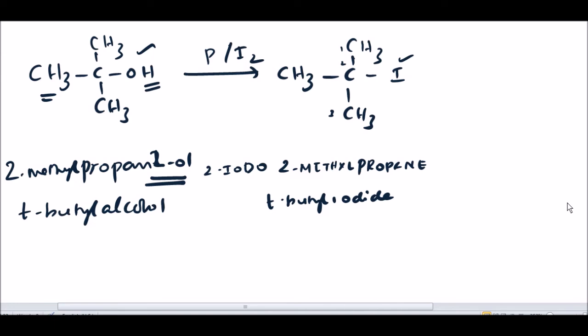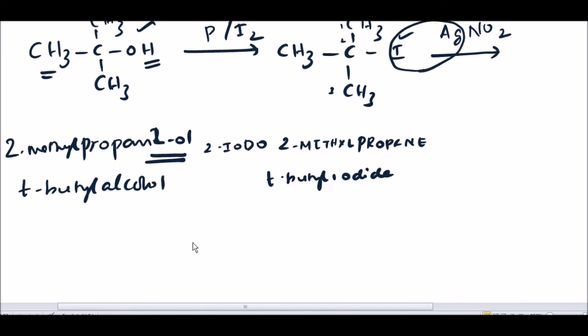After getting this compound, 2-iodo, 2-methyl propane, successively this substance is to be treated with the next step, silver nitrite, AgNO2. As usual, Ag can combine with iodine, so the resulting compound is as follows. Here I can write that substance: CH3C, CH3, CH3, NO2. A nitro compound is formed.